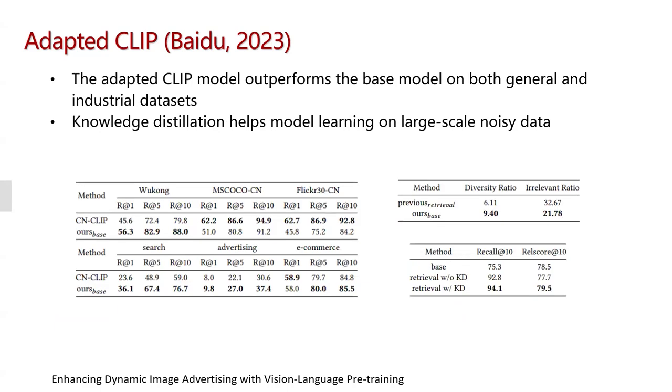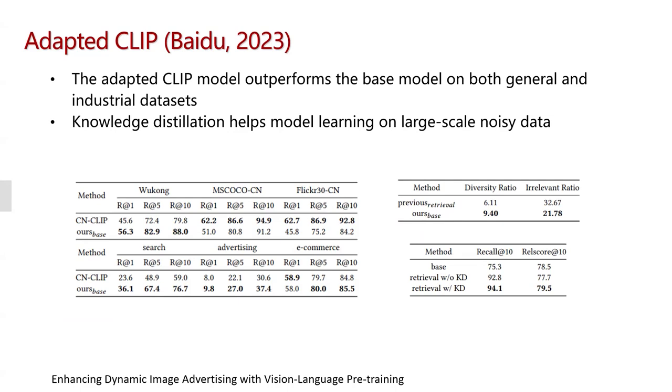And from the results, we can see that the adapted CLIP model really outperforms the base model on both general and industrial data sets. It's very interesting because if we adapt the CLIP model on some domain-specific data sets, the performance of this model can be stronger than the original model on general data sets. This is very interesting, right?